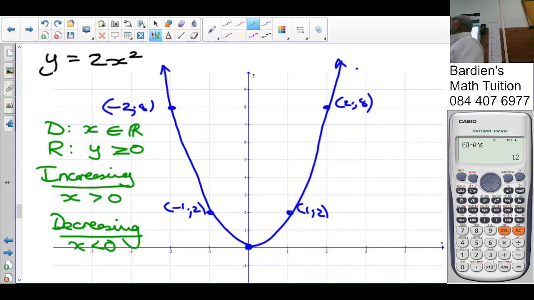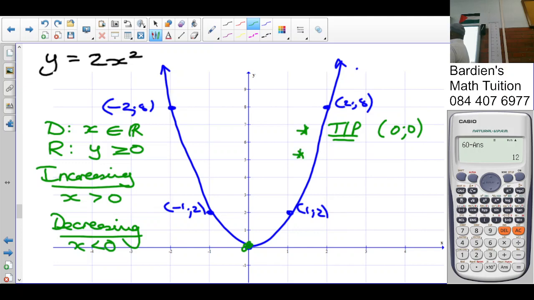Now we need to look at the coordinates of the turning point. Okay? Coordinates of the turning point, so we're looking at the turning point. You all agree this is a turning point here. Now does that turning point have a maximum value or a minimum value? Is the turning point happening at the maximum or its minimum on the graph? It is at its minimum. Not so? So the coordinates of the turning point is 0 and 0. Not so?